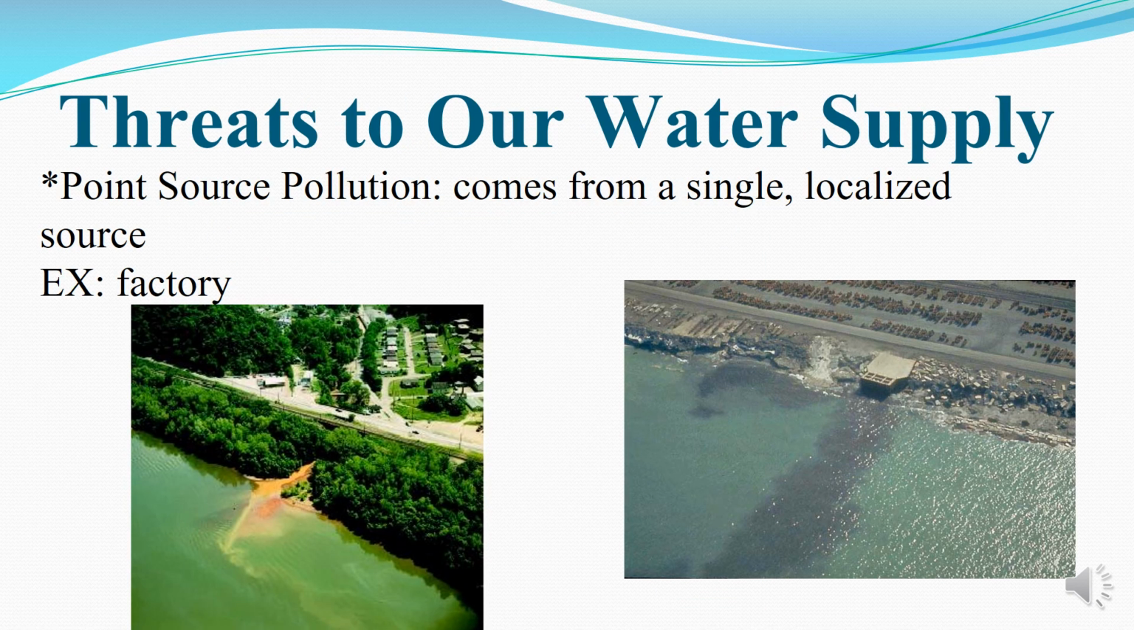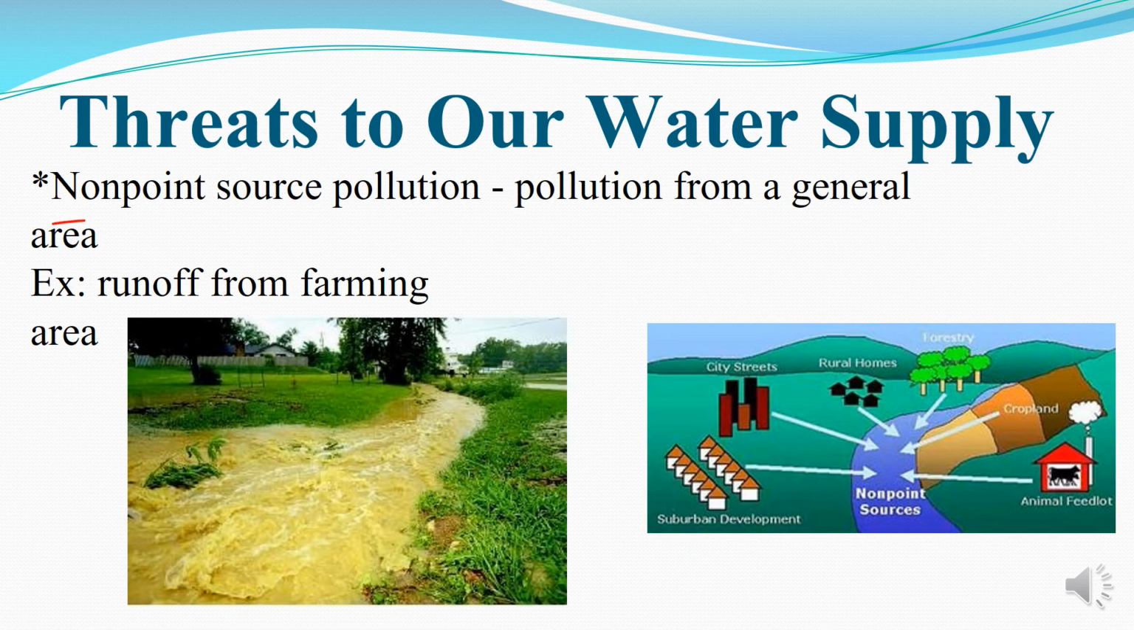So, threats to our water supply. Point source pollution comes from a localized source, like factories. Look at this. Just nasty. Messing up our water. Look at this. Non-point source pollution comes from general runoff, like from farms. So the waste and stuff comes through there. As you see here, we've got suburban, this farm. It just goes right into the little rivers and stuff.